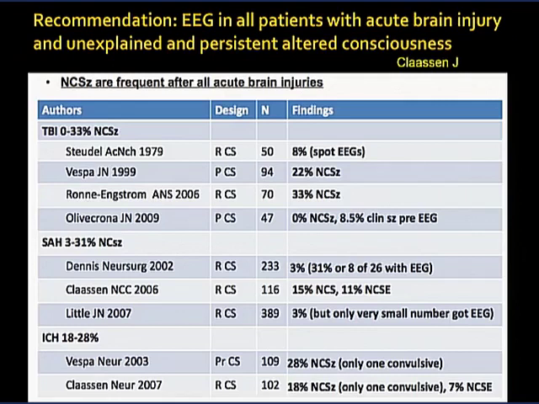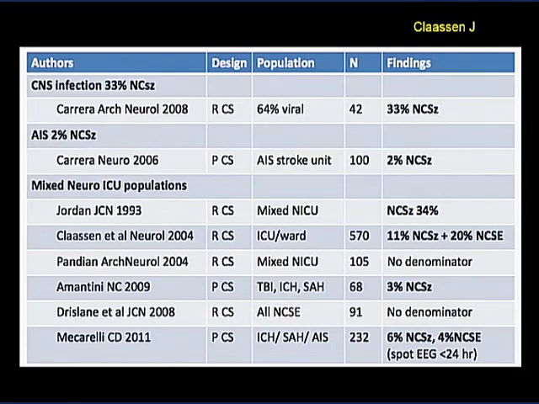So Claassen put together a lot of nice studies that had been looking at these patients with acute brain injury who have unexplained, persistent altered consciousness, and looked at EEG. If you look at TBI patients, anywhere from 0 up to 33% of patients may be having non-convulsive seizures. In the subarachnoid patient, anywhere from 3 to 31%, and in ICH patients, anywhere from 18 to 28% might be seizing. So you have to suspect this in patients who aren't waking up.